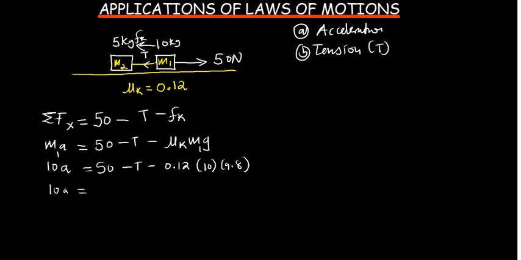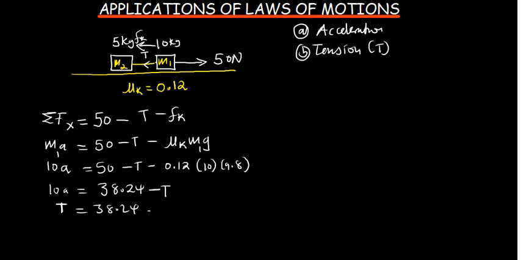And then there's a minus tension there. I'll take this tension to the other side, and that is going to be equal to 38.24. I'll take the 10a to the other side, it becomes negative 10a. This is going to be equation 1.